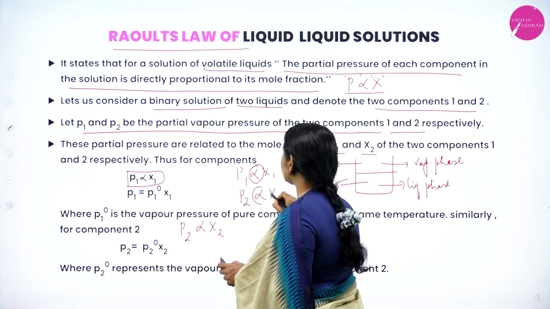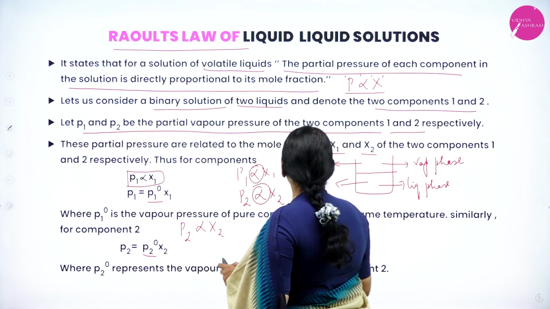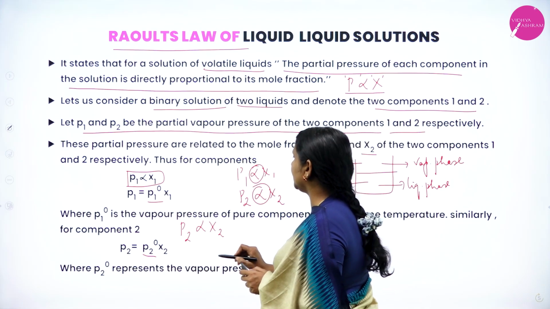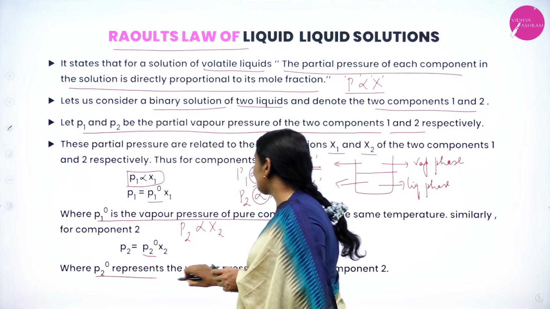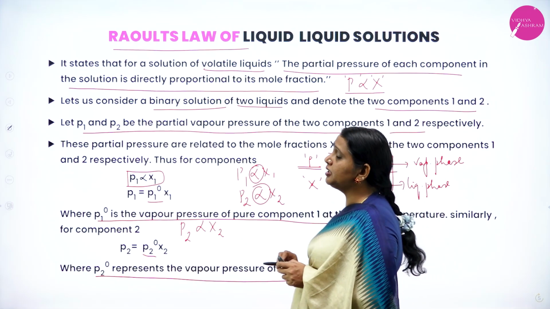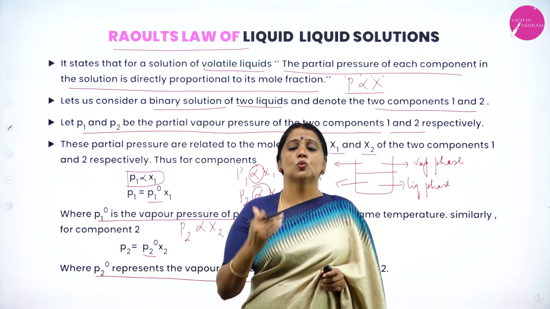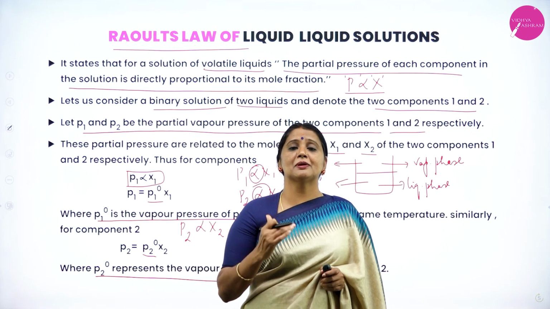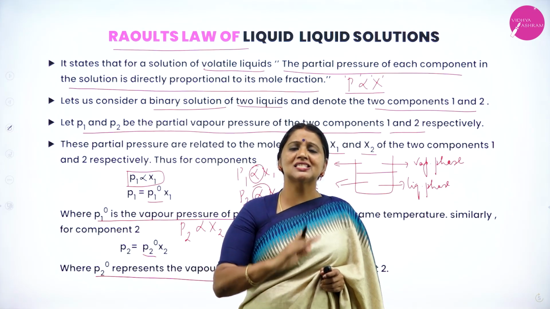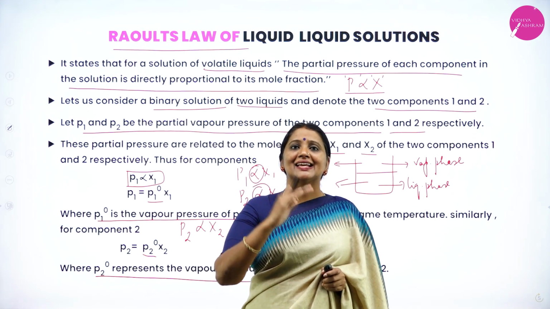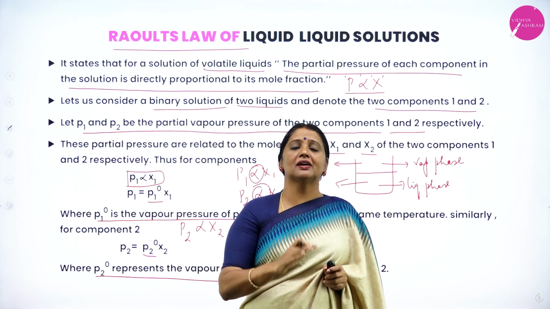If you remove the proportionality sign, we put P1 naught and P2 naught. P1 naught is the vapor pressure of pure component 1, and P2 naught is the vapor pressure of pure component 2. Instead of 1 and 2, you can take A and B also.